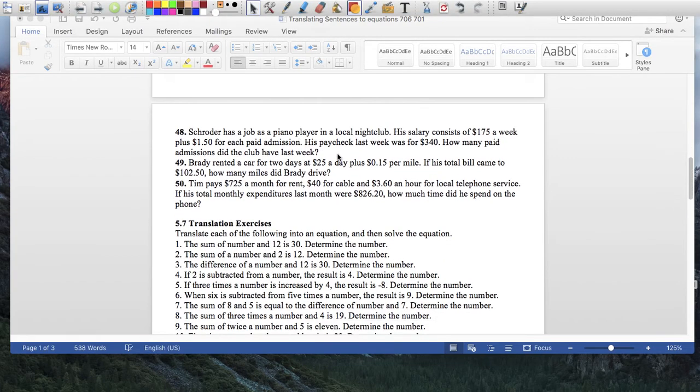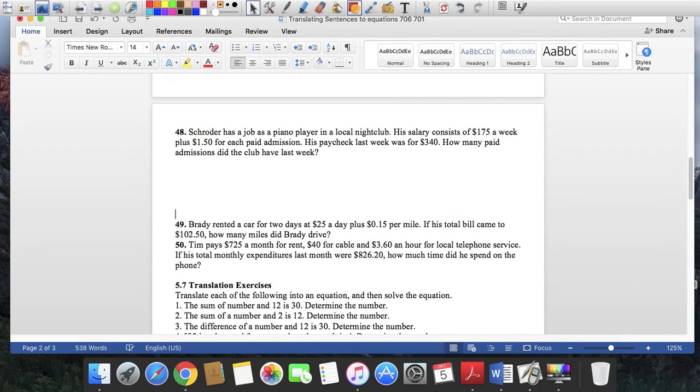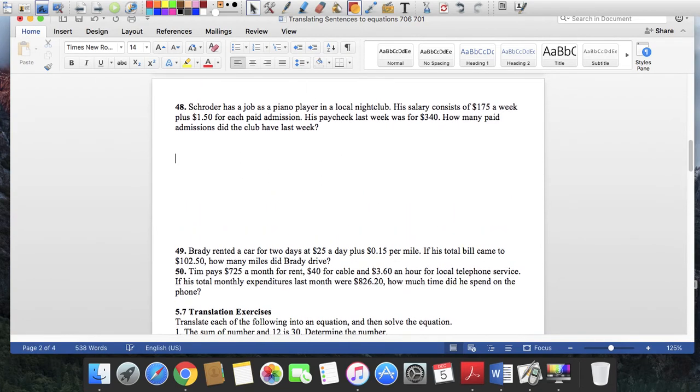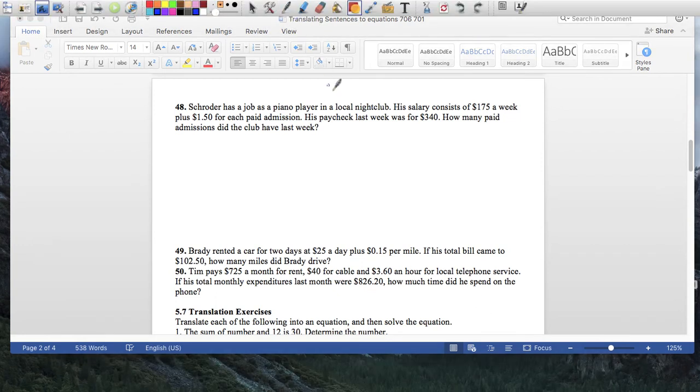48. What is this? Mr. Schroeder is a piano player. His salary consists of $175 a week plus $1.50 for each paid admission. His paycheck last week was $340. So again, what do we know? I know that he got paid $340 last week.